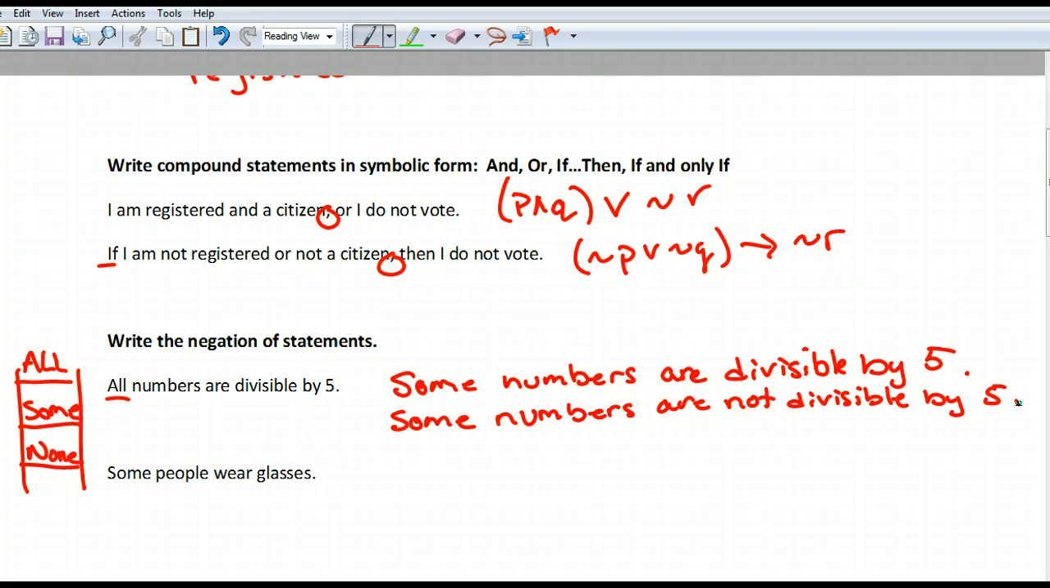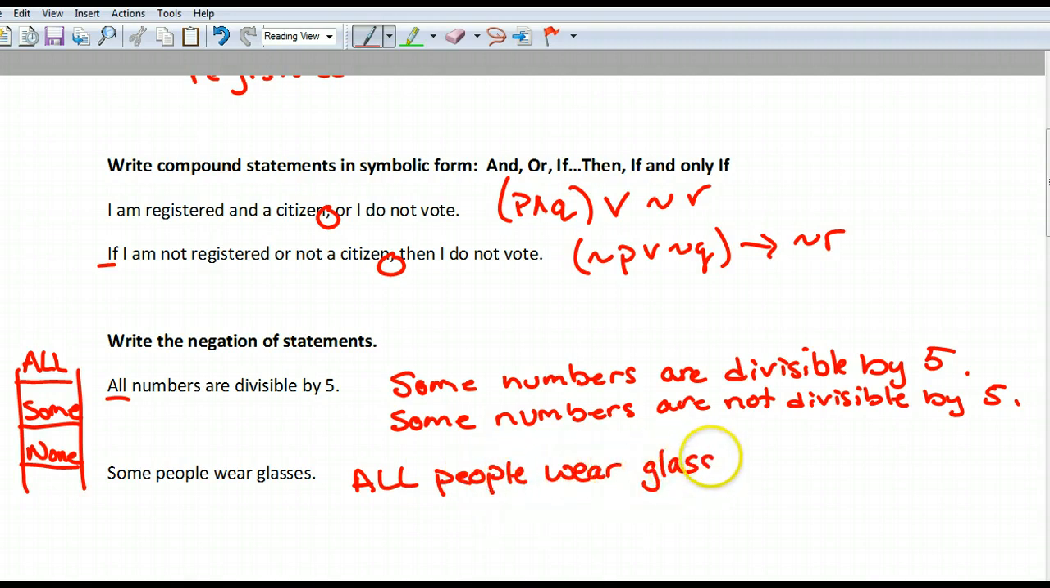Okay, going down to the last one. Some people wear glasses. We could say all people wear glasses. What else could I say? No people wear glasses.